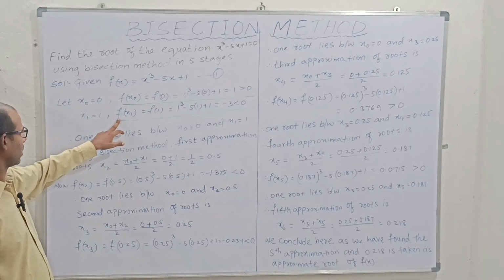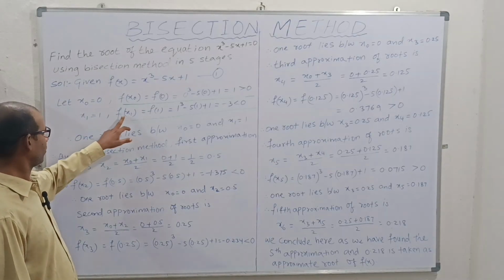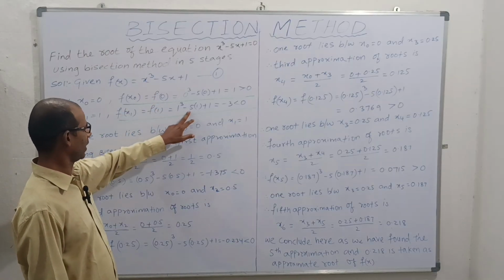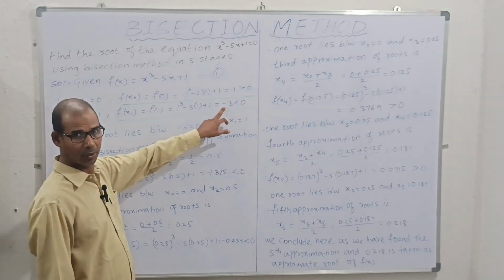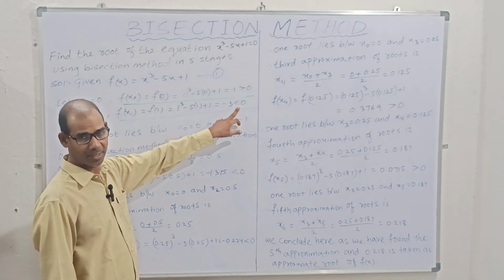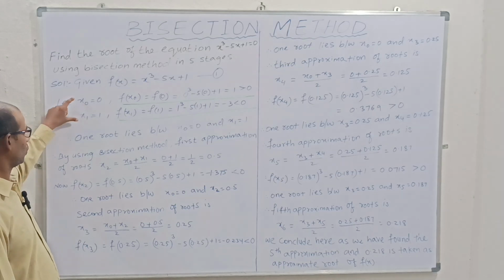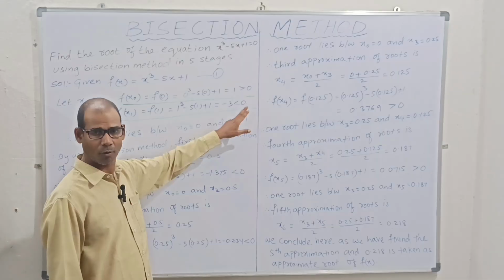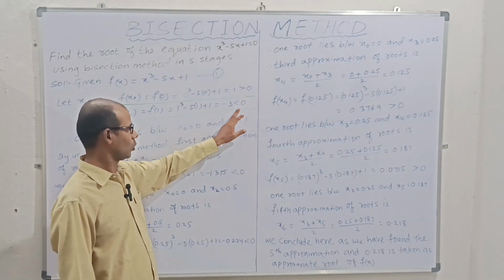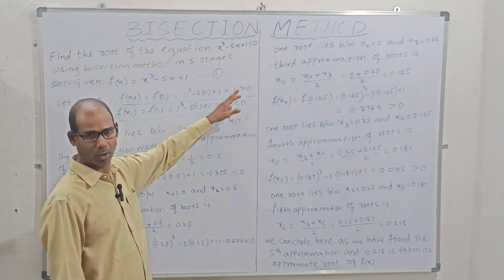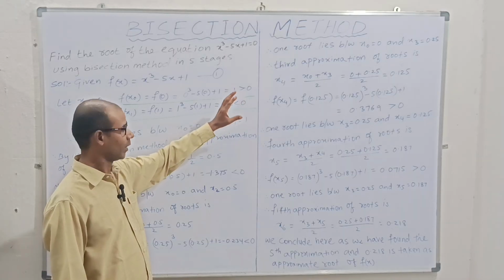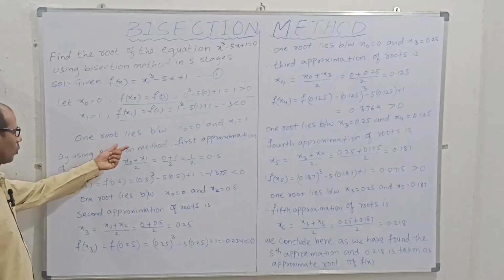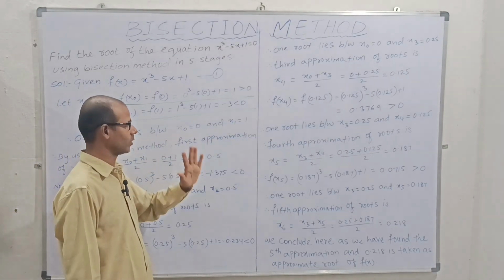Now x1 equals 1, another point. The function value at x1 equals 1: put x equals 1, so 1 cube minus 5 into 1 plus 1. Simplify, so we get minus 3. So this is less than 0. So we have found the two values 0 and 1 at which the function values are of opposite signs. So we can say that the root lies between 0 and 1. Therefore, one root lies between x naught equals 0 and x1 equals 1.